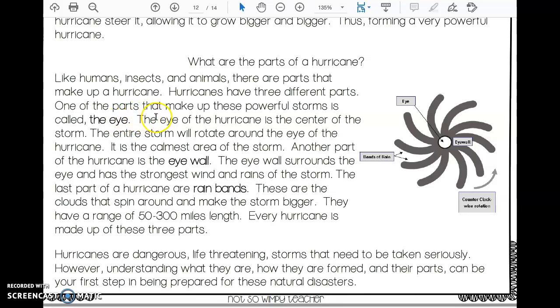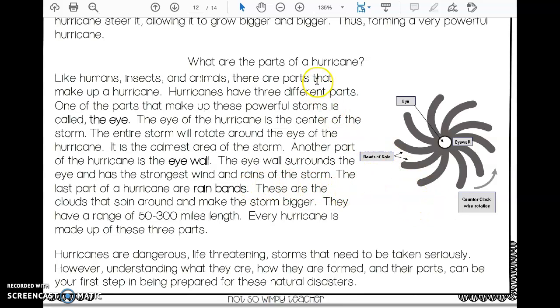So this author defined the eye right after including it in the paragraph. The entire storm will rotate around the eye of the hurricane. It is the calmest area of the storm. Another part of the hurricane is the eye wall, another bolded word with a definition. The eye wall surrounds the eye and has the strongest wind and rains of the storm. The last part of a hurricane are rain bands, another bolded word. These are the clouds that spin around and make the storm bigger. They have a range of 50 to 300 miles length. Every hurricane is made up of these three parts.